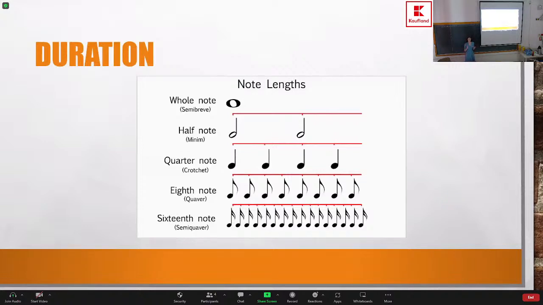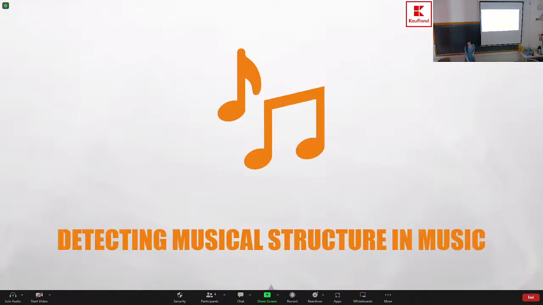Each note duration is divided from the whole note, and if we divide the whole note by 2, we get a half note, by 4, we get the quarter note, and so on. In the following, I'm going to present the algorithms that we implemented in this application.